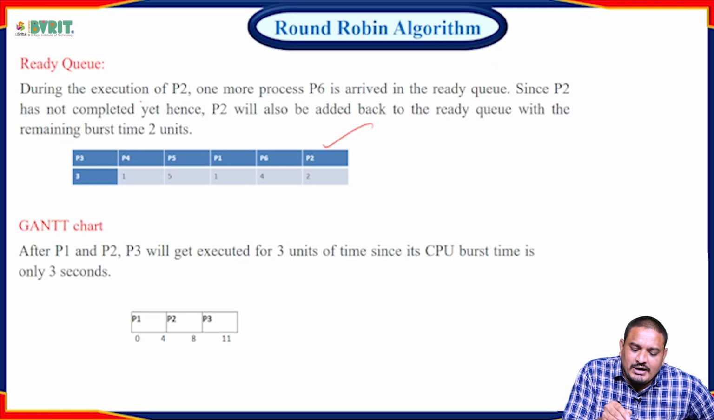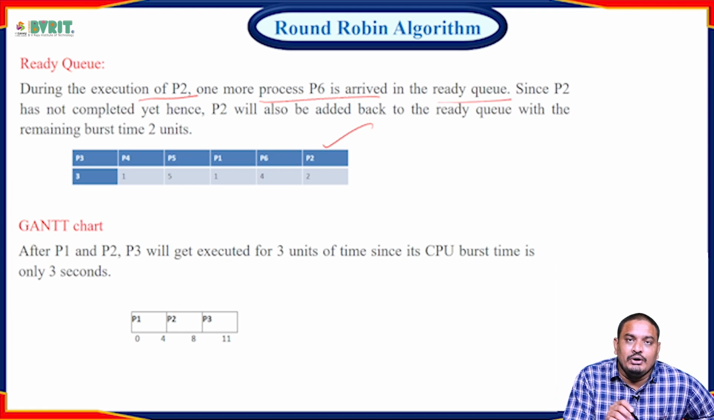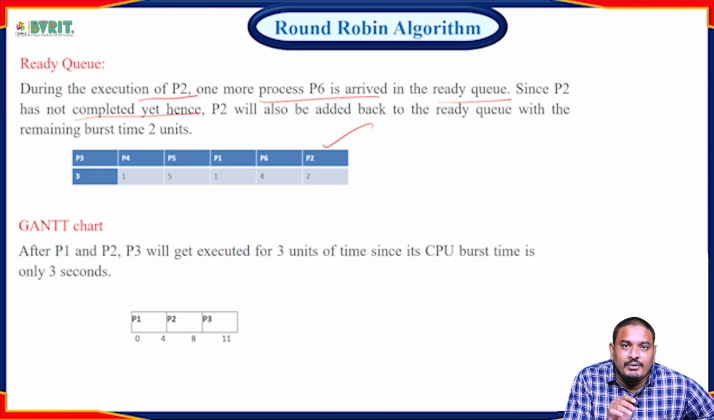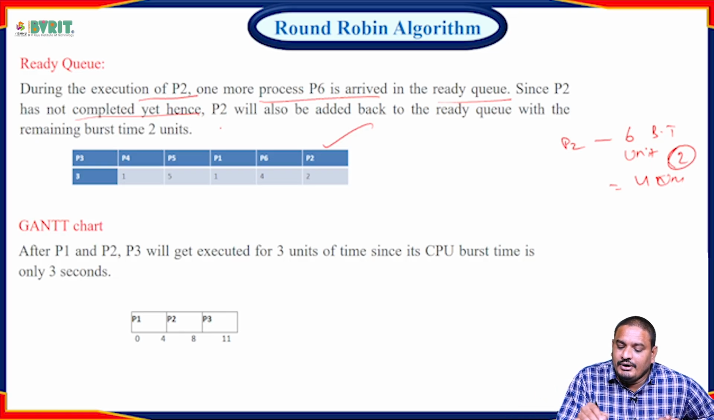Now the P2 process is executing in the CPU. Meanwhile P6 arrives in the ready queue. P2 has not completed because its burst time is 6 units and the time quantum is only 4 units. The remaining 2 units will be available, so it is not completed. P2 will be added back to the ready queue with the remaining burst time of 2 units.